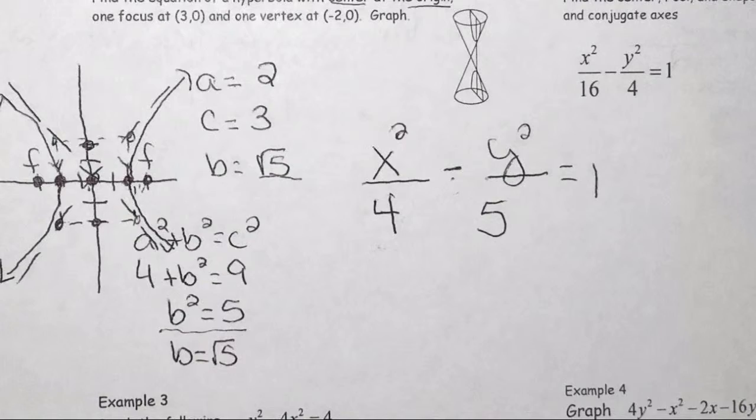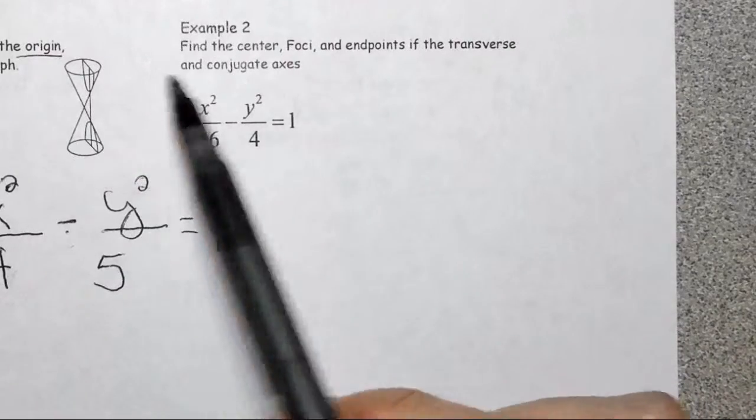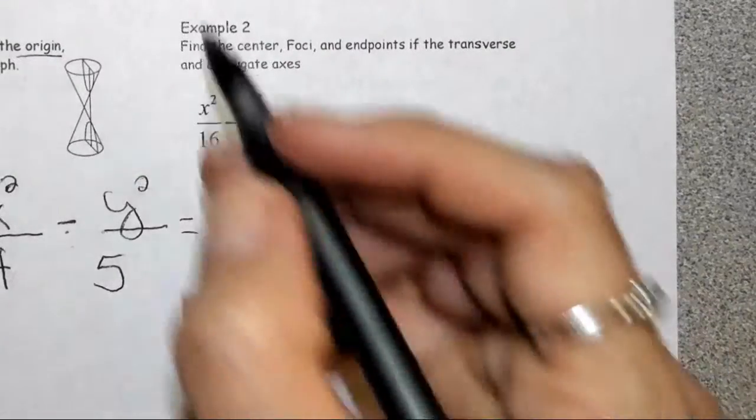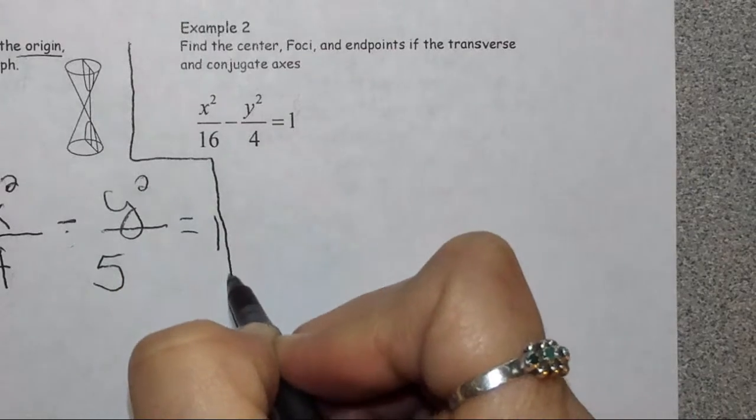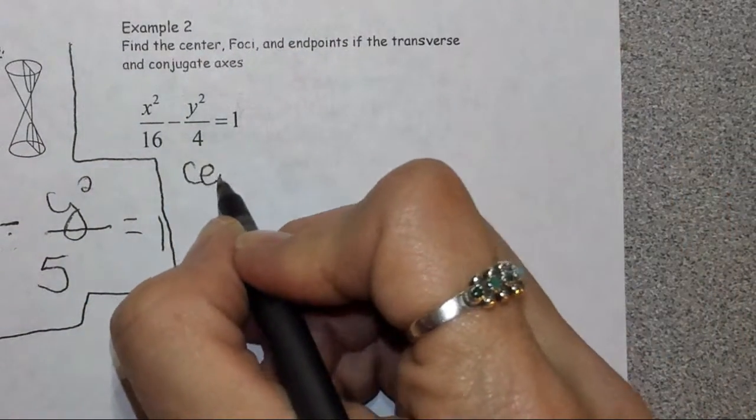Easy? Yeah. Okay. Let's go do another one. Let's go look at this one. On example 2, they don't ask me to graph. They just want me to write down these answers. So I'm going to do as many as I can without graphing, and then go to my graph if I need it. So they want to know the center.